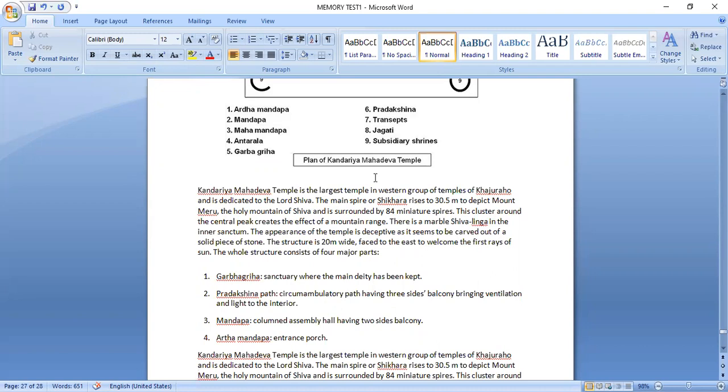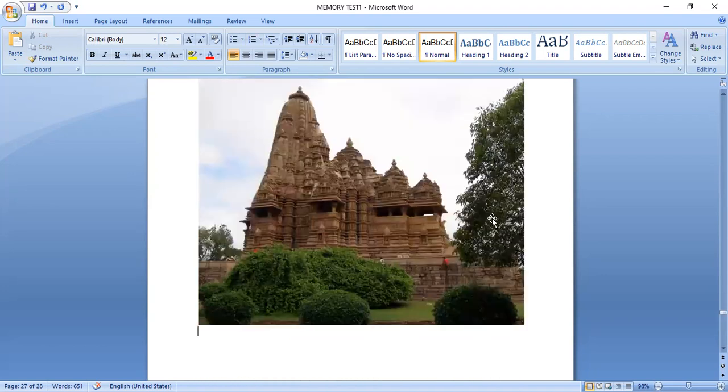What is Mount Meru? It is the holy mountain of Shiva. It is said that Shiva resides there, and it is surrounded by 84 miniature spires. Okay, this shall show you. The smaller ones, no? This is the main Shikhara, and there are some subsidiary Shikharas.